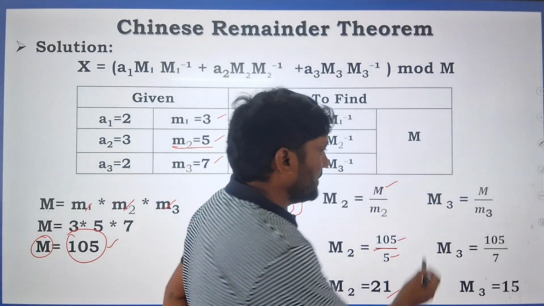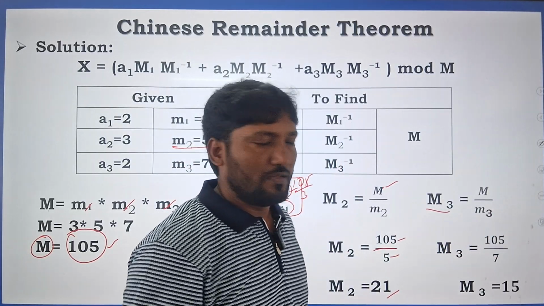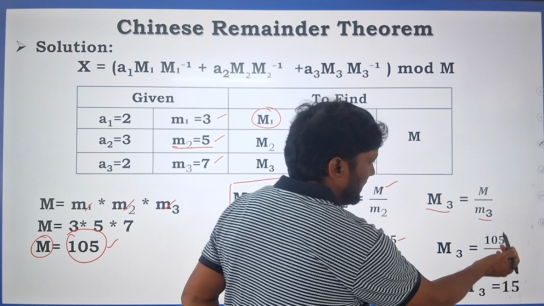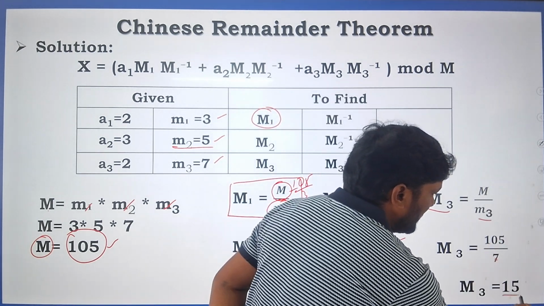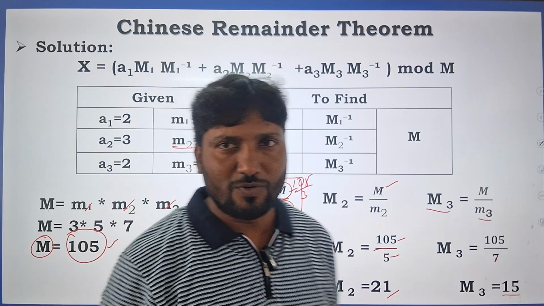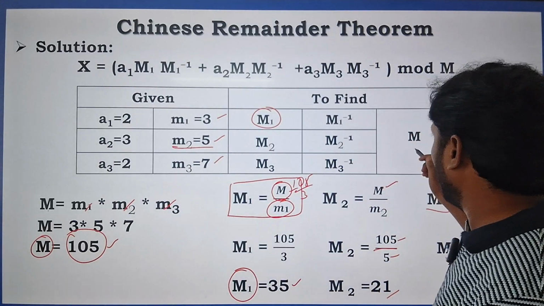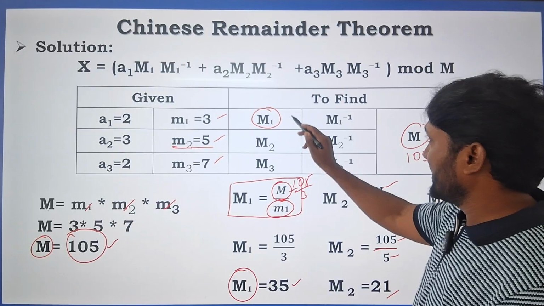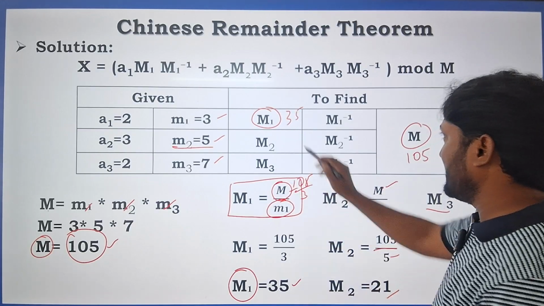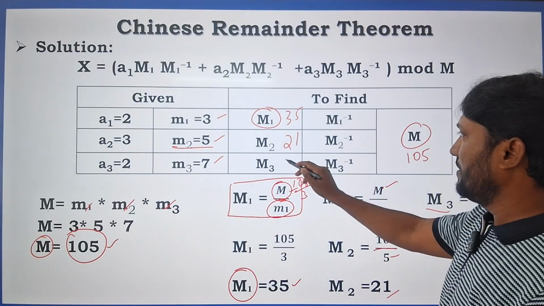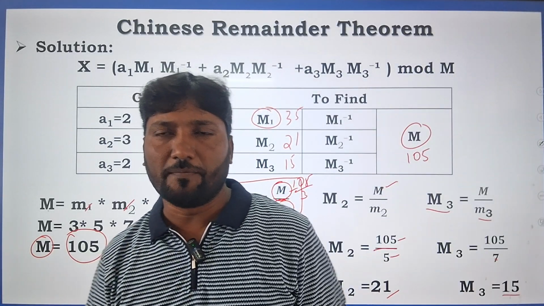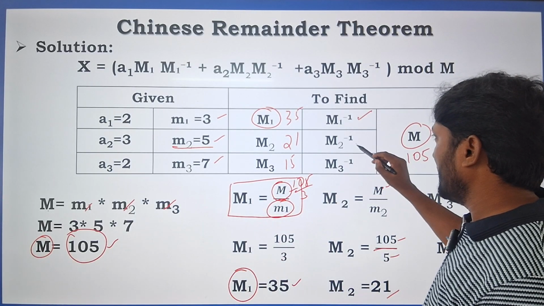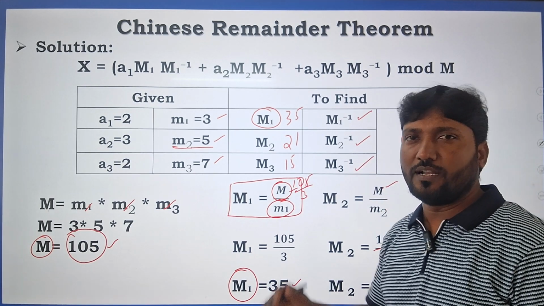Similarly, to calculate M3, it is capital M by small m3. The capital M value is 105 and the m3 value is 7, so 105 by 7. Then the value for M3 is 15. So the capital M value is 105, the M1 value is 35, the M2 value is 21 and the M3 value is 15. With the help of these values, we are going to calculate M1 inverse, M2 inverse and M3 inverse in the next slide.